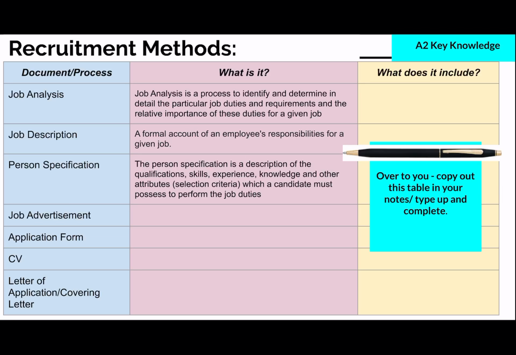So you will need to write a description of each of those recruitment processes in the left-hand side of the table, as well as explaining what each document includes. You will then need to link that to the processes and documents that your specific business uses when recruiting staff. What I would suggest you do is you copy out this table in your notes, or you type it up and you complete notes based on your organisation and how your organisation recruits.